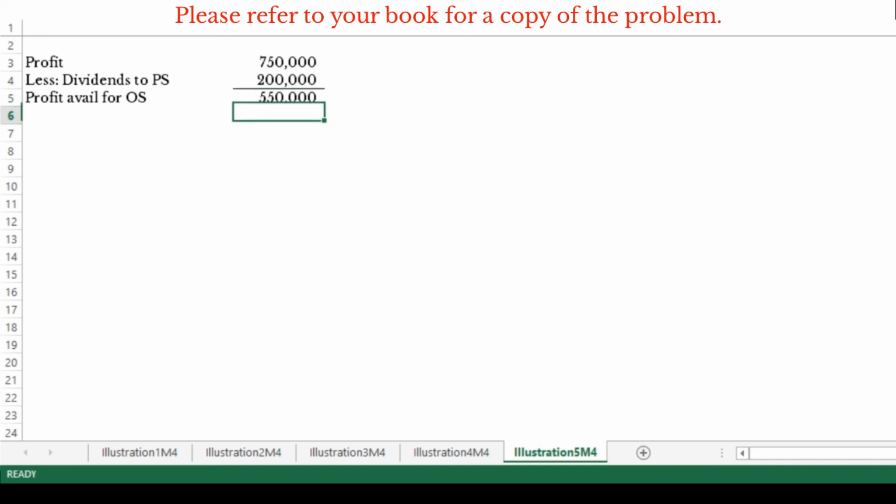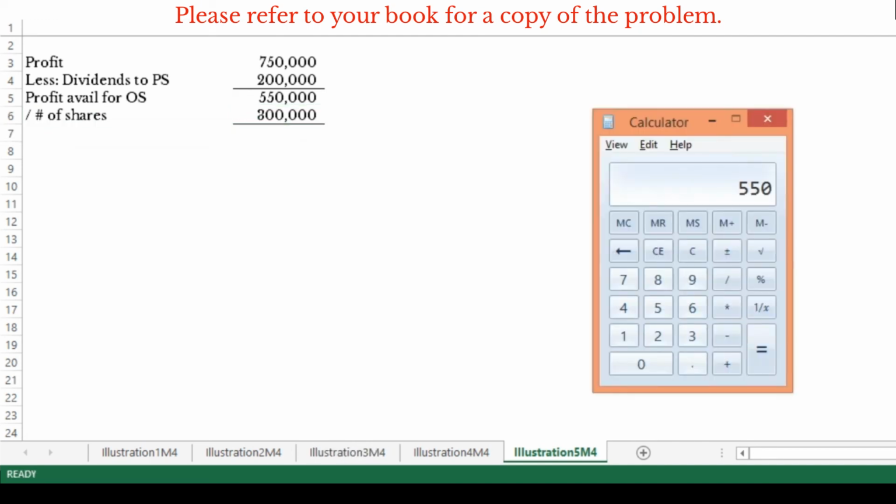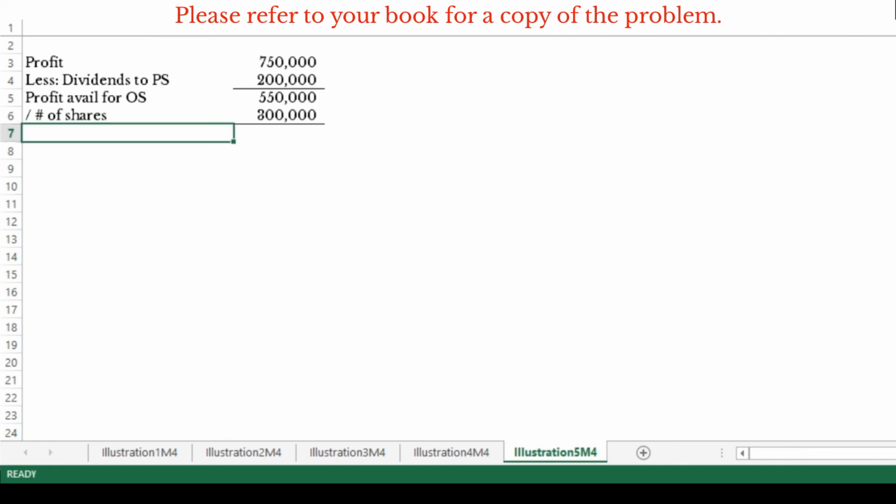After that, we just divide that by the number of shares outstanding. So, that's 300,000 ordinary shares, di ba? So, magkano yon? 550 divide 300. So, that's 1.83. That is our earnings per share. So, ganun lang siya kasimple, computein po.